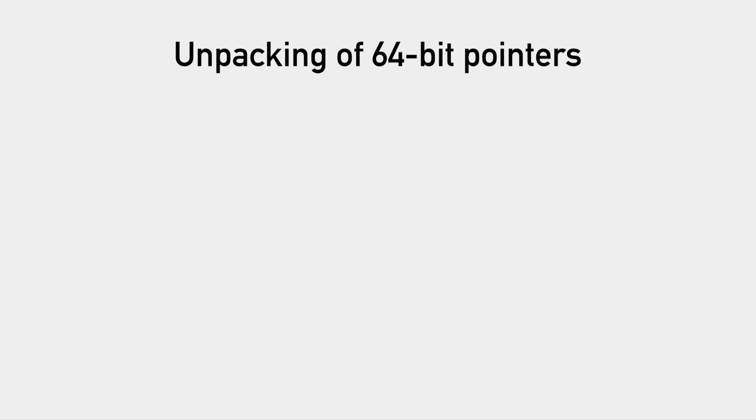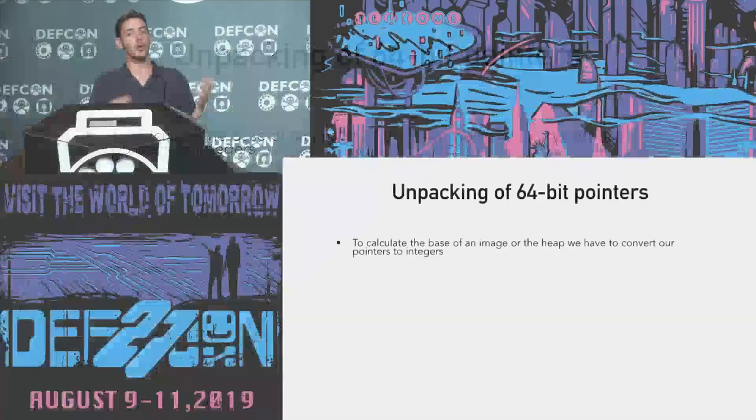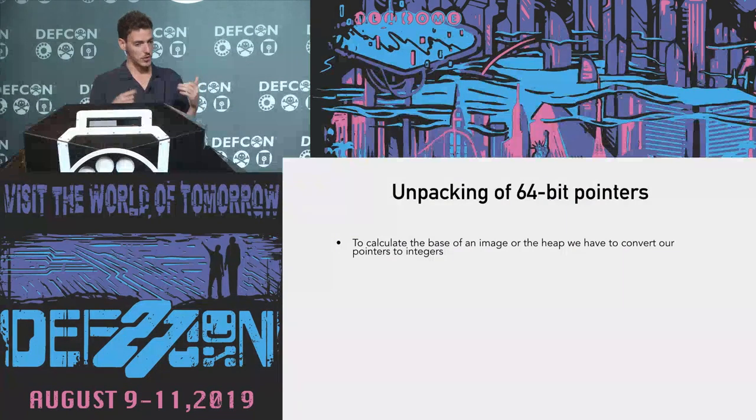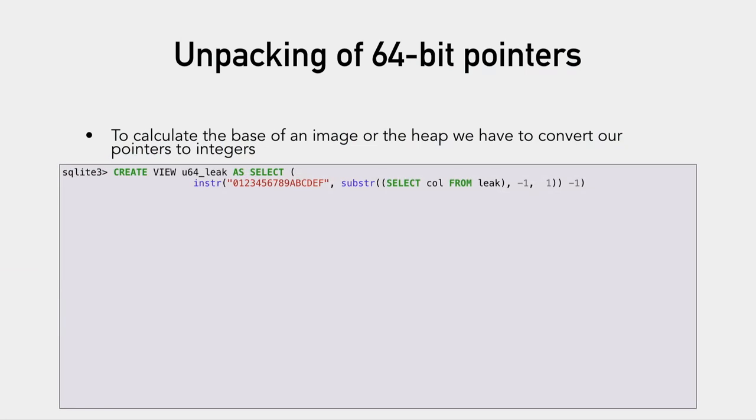So, unpacking 64-bit pointers. To calculate the base of an image or the heap, we have to convert our pointers to integers. And this can be done using the following query. So again, we start with substr, reading one character in a reverse fashion. Then we take this character and we use it in str.